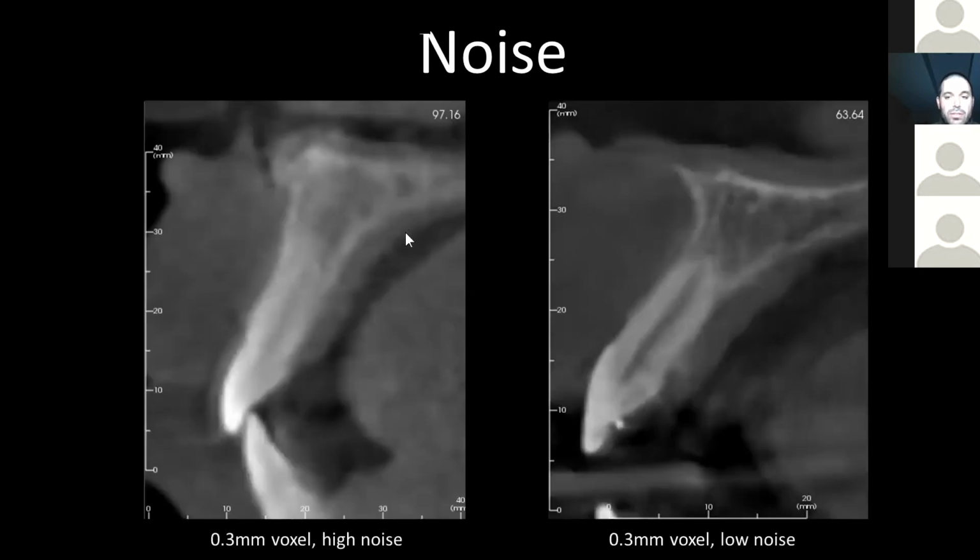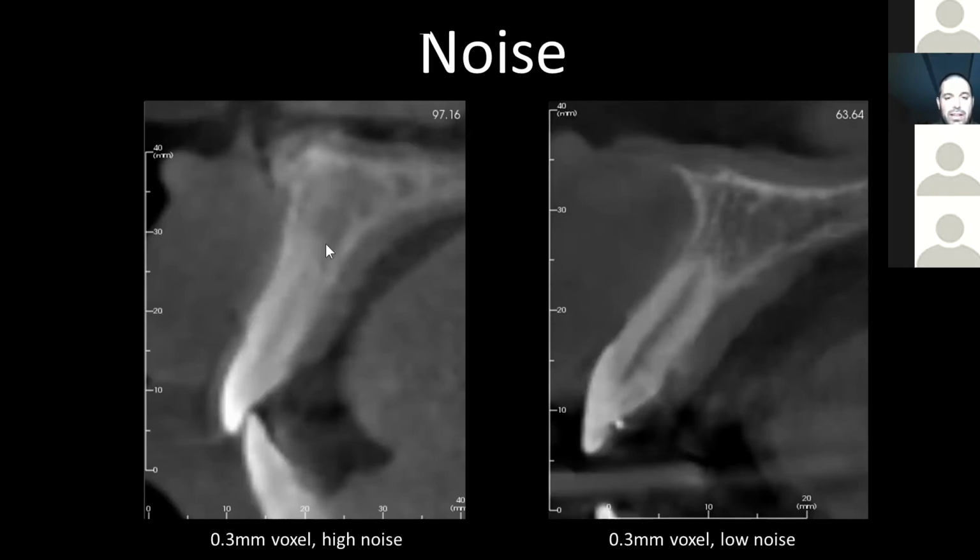And to show you more images, here are two images of similar anatomy taken on the same machine, same resolution. So both of these are 0.3 millimeter voxel size. This is a high noise scan. It looks pretty crummy and grainy. This is a lower noise scan. And you can start to appreciate some details, like this cortical plate up front in the lamina dura. That's pretty tricky to see on this scan.